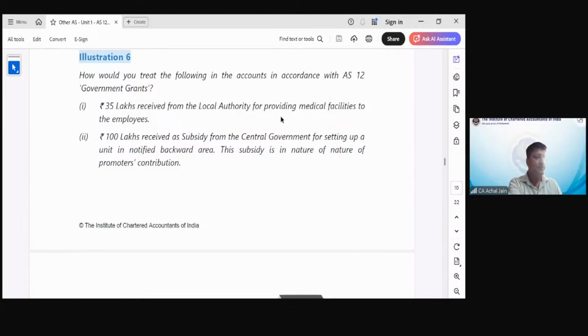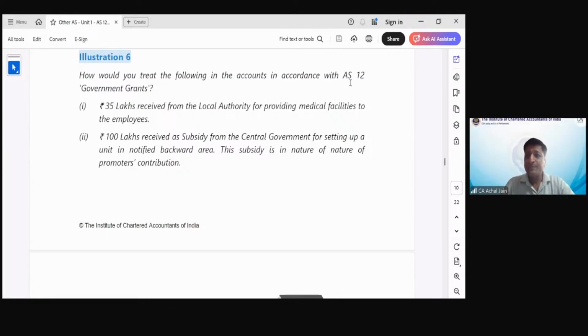Okay. So now, how do you treat the following in the accounts in accordance with AS12? First, rupees 35 lakh received from the local authority for providing medical facilities to the employees. Over to you. I think it's a very simple one. How do you treat this?